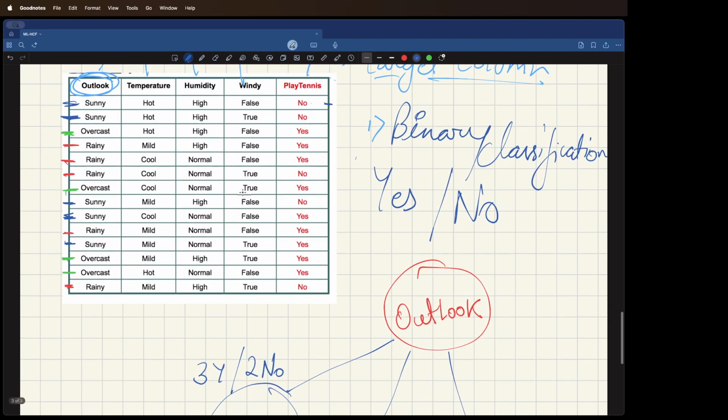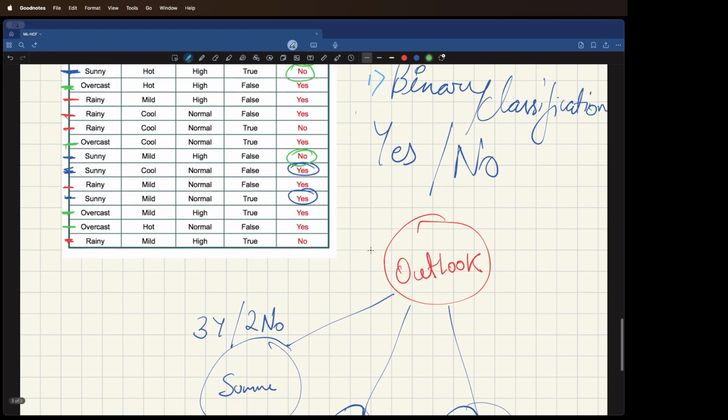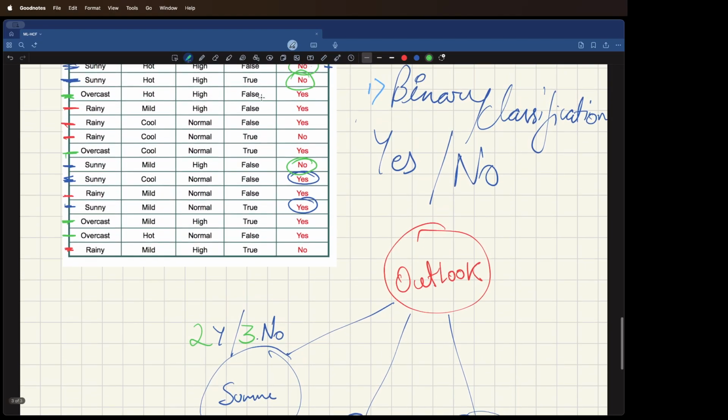How many yes we have over here in the sunny? Check. One yes. Another. I wrote it the wrong way around. Yes, I wrote it reversed. You should tell me, brother, you wrote it reversed. Sunny no, then sunny. Okay, three no and two yes. Three no, two yes. Right? Is it clear now?